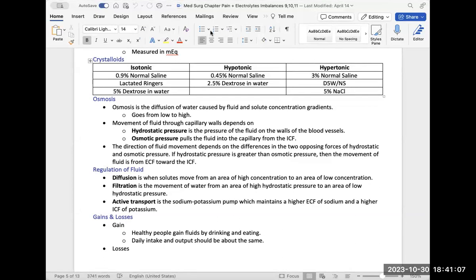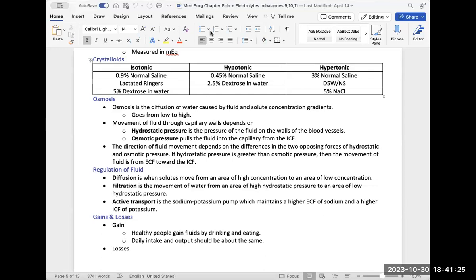So I want to talk about some things with fluid and electrolytes because I know it can be very confusing, and I want to make this really, really easy for you so you can study less and understand more. So we have crystalloids, which are different types of fluid. Now we have isotonic, hypotonic, and hypertonic.